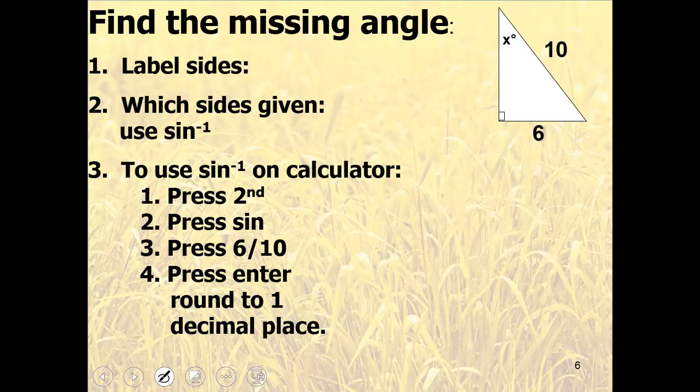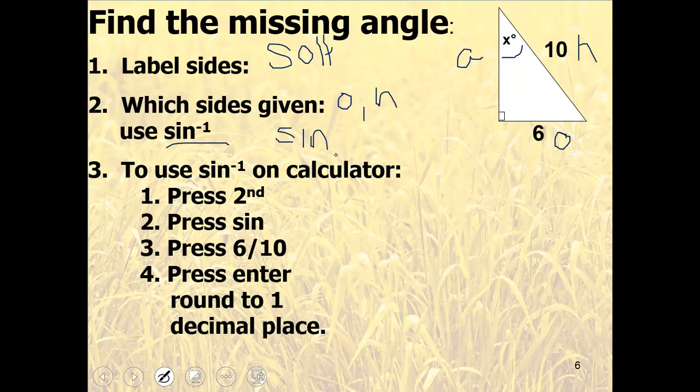Again, label your sides. Here's the angle in question. So this is the side opposite. This is the hypotenuse, and here is the adjacent. All right. Which sides are given? Well, we're given opposite and hypotenuse, right? So that means, based on SOHCAHTOA, we want to use the sine, right, for the SO. So we're going to use inverse sine is the trig function we're going to use. And this is the way we write it. Inverse sine of the side opposite over the hypotenuse is going to equal the angle.